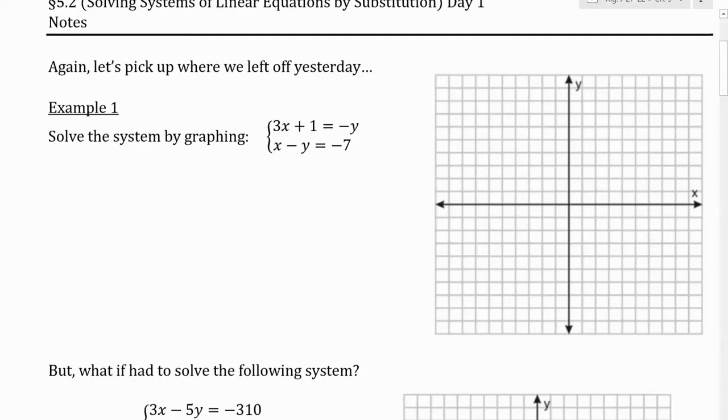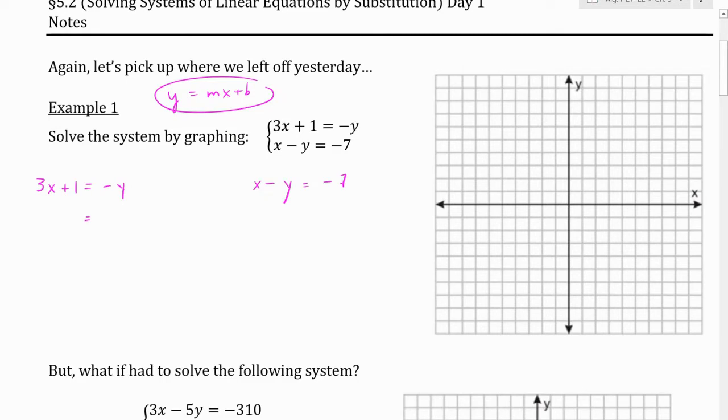So first example today is just a review of yesterday. Remember, we solved by graphing. We're hunting for the point where these lines are going to intersect, because that's going to be the ordered pair that makes both of these two equations true. You want to get your lines into y-intercept form.